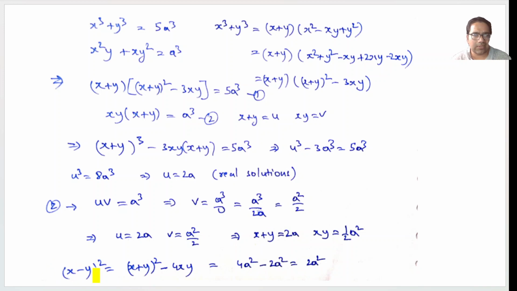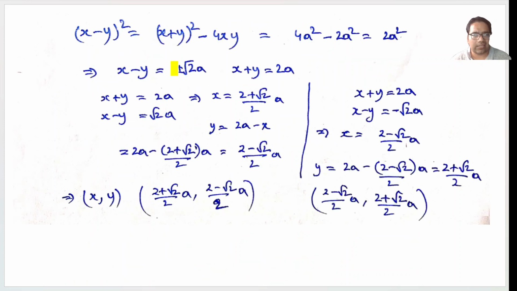Right. We know x plus y is 2a, and x minus y whole square is 2a square. What does that mean? x minus y can be plus or minus root 2a. So x plus y is 2a, and x minus y can be plus root 2a or minus root 2a. So what are the total solutions? x plus y equals 2a will remain common, with x minus y equals plus root 2a. Similarly, x plus y equals 2a and x minus y equals minus root 2a.